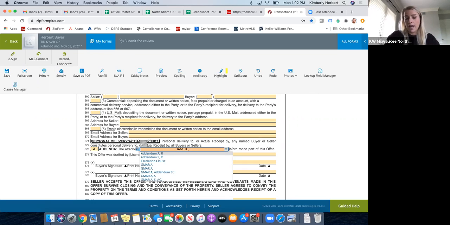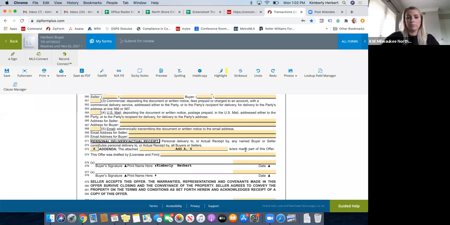So it's usually Addendum A, Addendum S if it's property built prior to 1978. There's a rental addendum, which is Addendum R. There's an occupancy addendum, which is Addendum O. Sometimes agents will use an escalation clause addendum, which is either Addendum EC or sometimes it's called an accelerator clause, so AC. So these are just any additional documents that you're attaching to the offer.